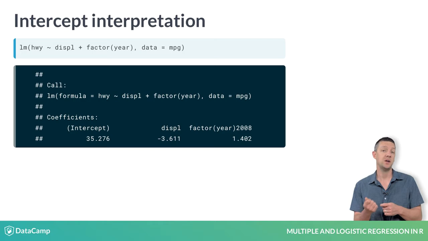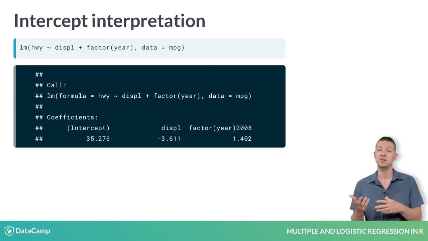Recall that this is the expected fuel economy for a car from 1999 that had an engine size of 0 liters. Of course, in this case, this value has little meaning, since there is no such thing as a car with an engine size of 0 liters, but that is the literal interpretation of the role that 35.276 plays in our model. As we saw above, the coefficient on year can also be thought of as an intercept.